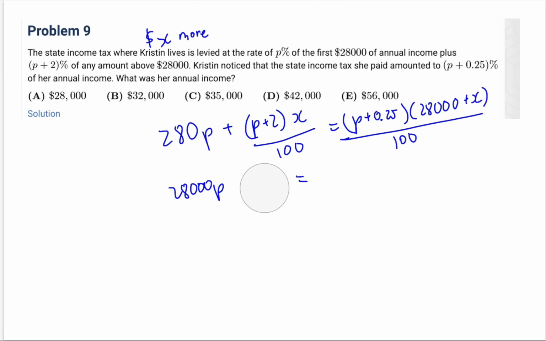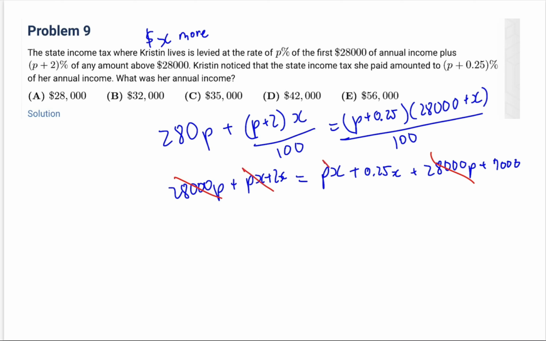So let's expand this. Px plus 2x. This is px plus 0.25x plus 28,000 p plus 7,000. So we can erase these two and these two.